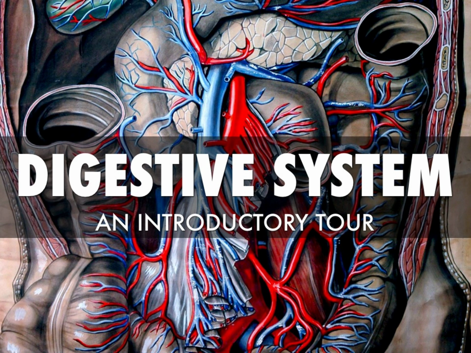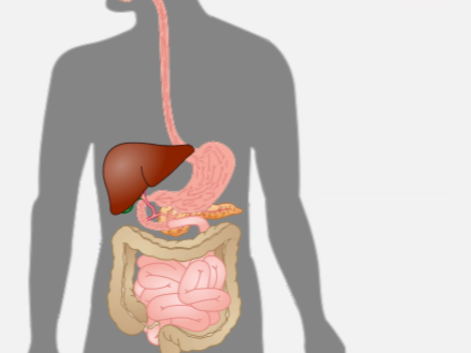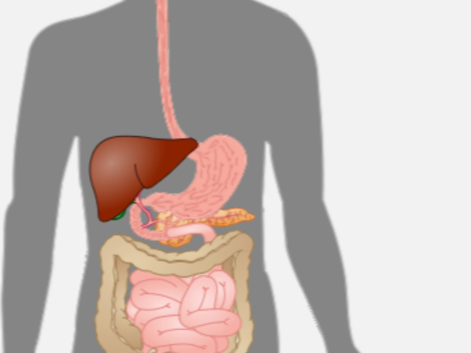Welcome to the digestive system. Here, the food you eat is absorbed and processed. This is done in 4 stages.